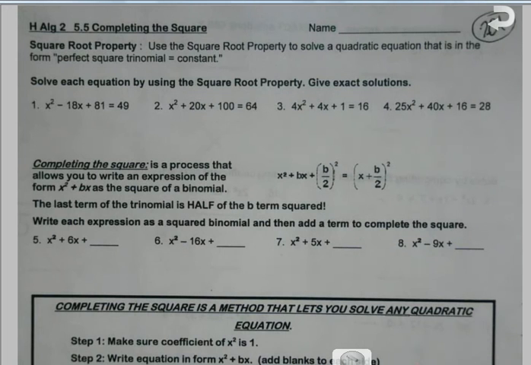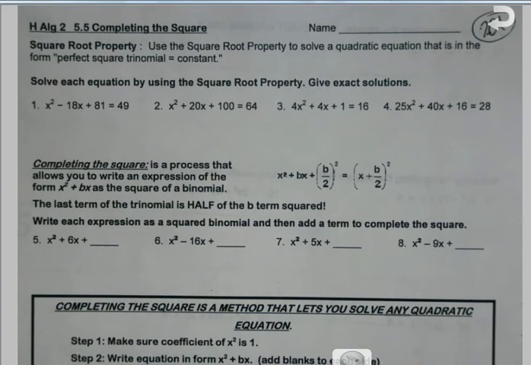All right, so completing the square. A couple of different parts can go into this. We're going to build our way up to the actual completing the square, but one of them is using the square root property. Now we've done that before in some ways. You take the square root of both sides, you get an answer.